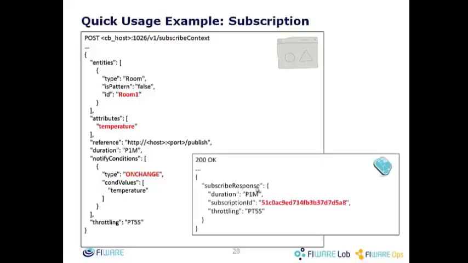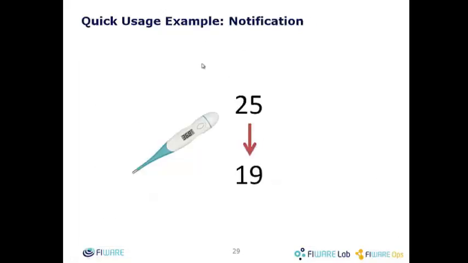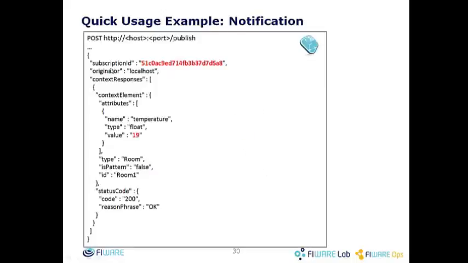Well, that would be the response of the context broker to this subscription creation. And then, for example, whenever the real temperature goes from 25 to 19 degrees, automatically the context broker will send a POST HTTP request to the host and port that were configured on it, and it will send the information about the change.